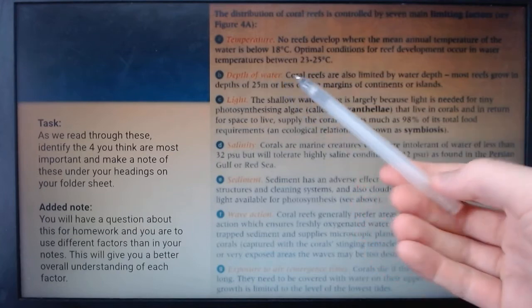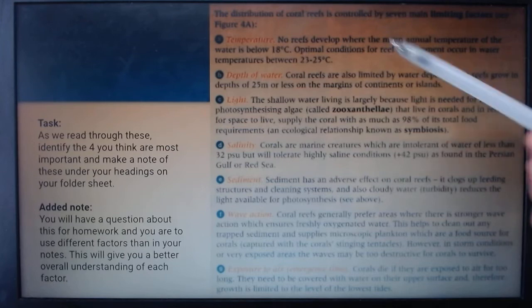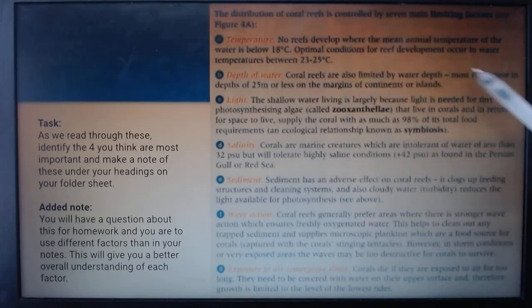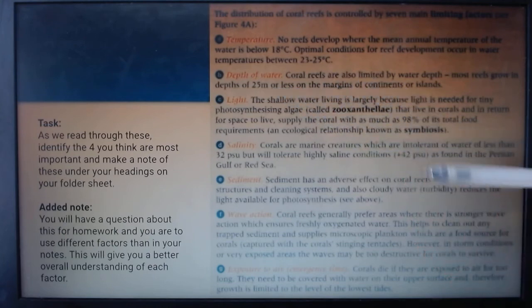Depth of water. Anybody who dives or snorkels regularly will know the coral reef is found in shallow water, hence why the Bahamas has so much of it. Think back to our earlier lessons. Coral reef is limited by water depth. Most reefs grow within 25 meters of the surface or less. They cannot grow in deep water.